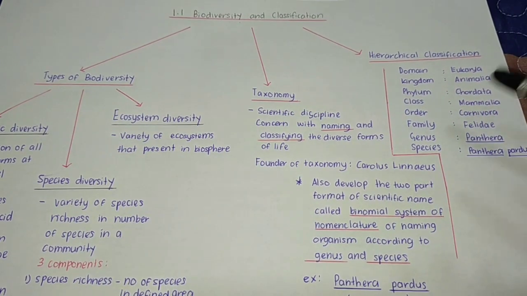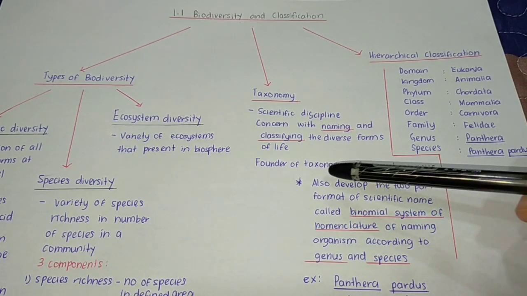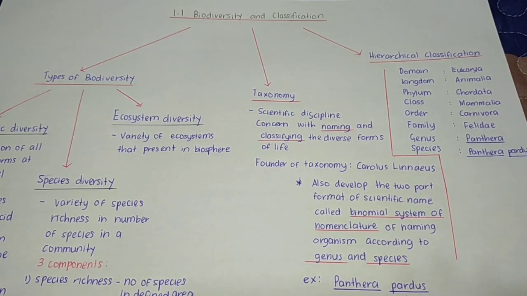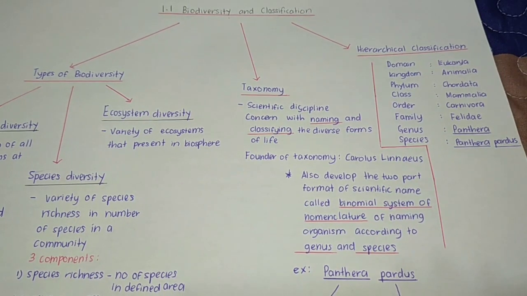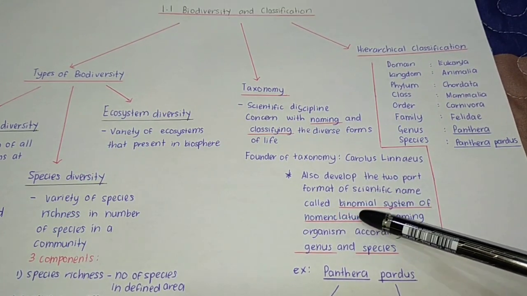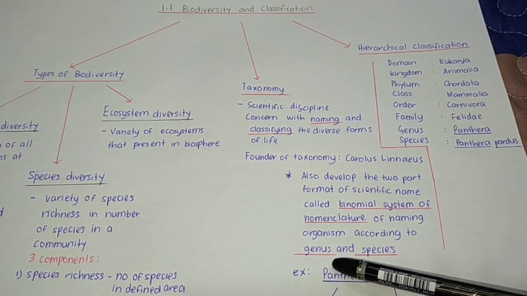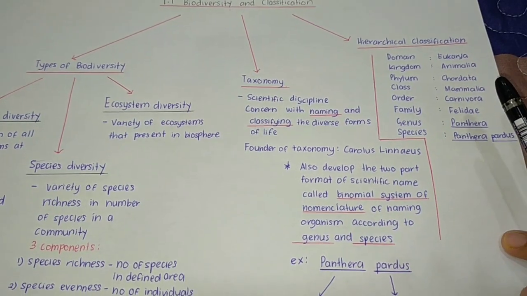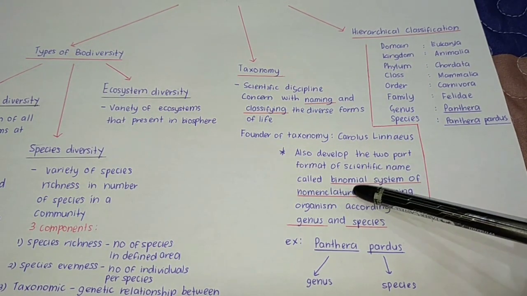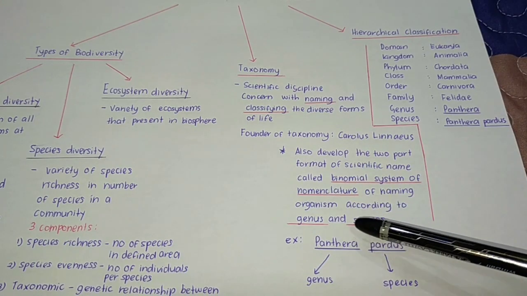Okay, so the founder of taxonomy is Carolus Linnaeus. Okay, so remember the founder of taxonomy is Carolus Linnaeus. Carolus Linnaeus also developed the 2-part format of scientific name called binomial system of nomenclature, of naming organism according to genus and species. Okay, so how do we name the organism? That one kita panggil sebagai binomial system of nomenclature, according to genus and species.